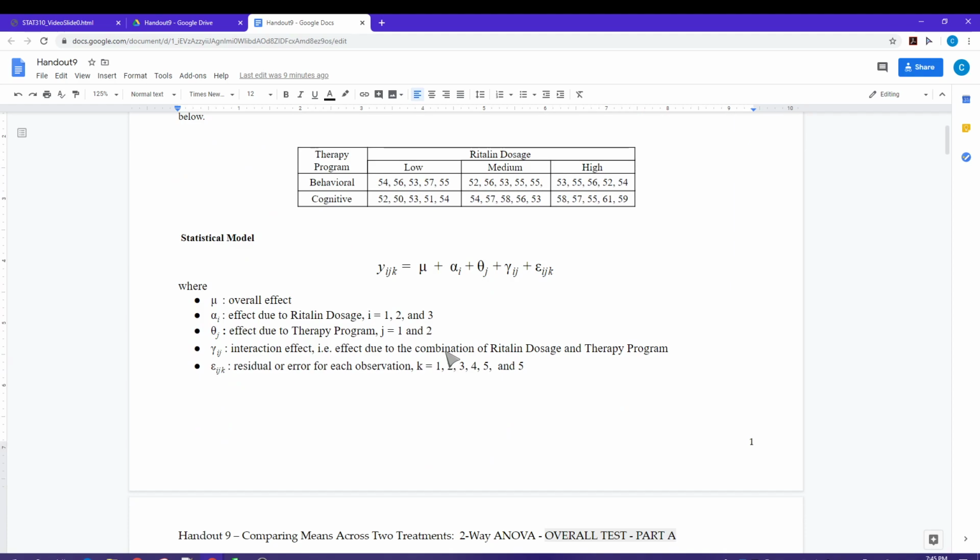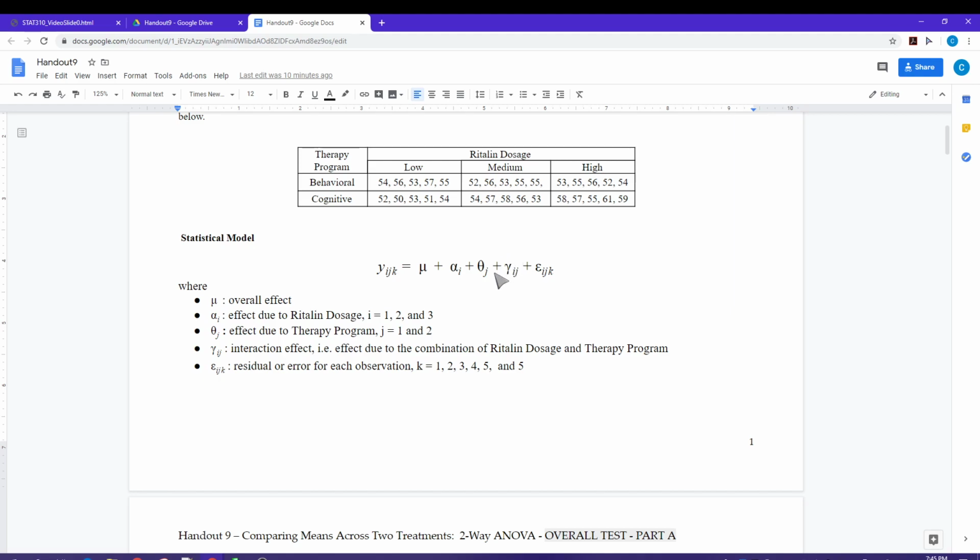All right, let's go ahead and consider our statistical model. This is what the model is going to look like. We're going to have an overall effect, again denoted by mu. Alpha i, we're going to use alpha to denote the effect of the Ritalin dosage levels. So i is going to go from 1 to 3 because we have 3 levels for that. Theta here has the index j on it. j is just going to go from 1 to 2 because it has 2 therapy levels: behavioral and cognitive.